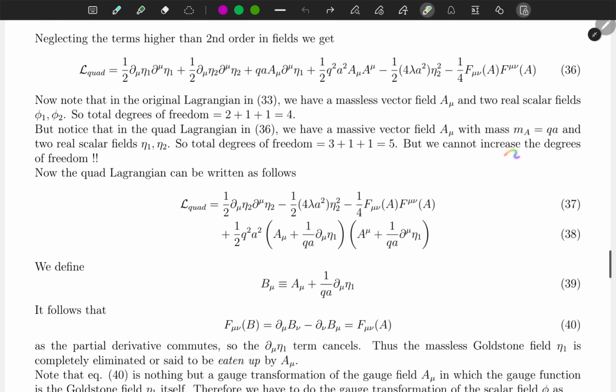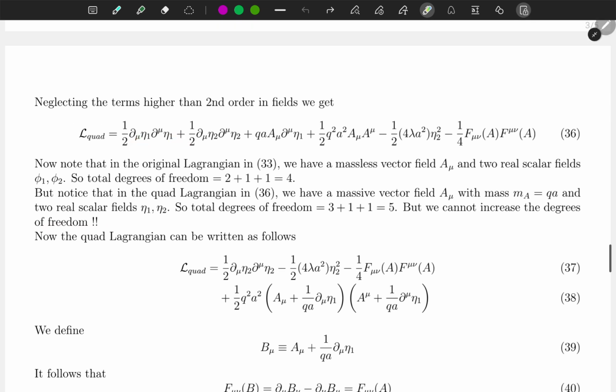Okay, so this is not a physical thing, so we have to do more calculation to remove 1 degree of freedom. Basically you have to remove one of the scalar fields, eta 1 or eta 2. And which scalar field do you have to remove? You have to remove the Goldstone field, that massless field. And what is the massless field? Eta 1. So you have to remove this eta 1 field by some proper calculation, so that the actual degrees of freedom is 4, not 5. It can't be 5. It has to be 4.